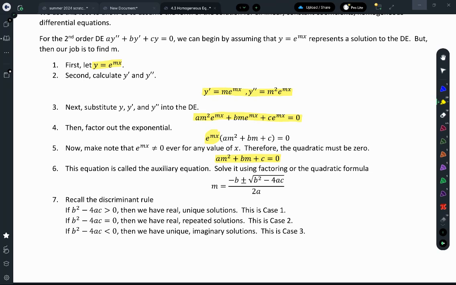And really, if you look closely, what we've done here is we've reduced a differential equation with derivatives down to a quadratic equation. And once we solve that quadratic equation, we'll know our m values. So we can either use factoring or the quadratic formula.